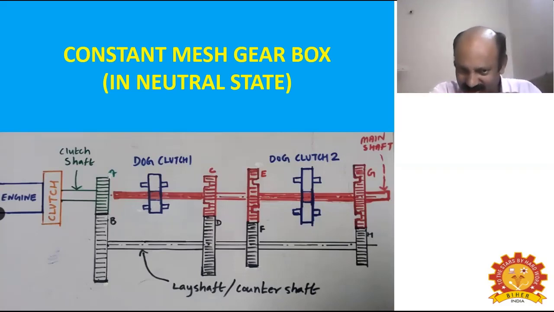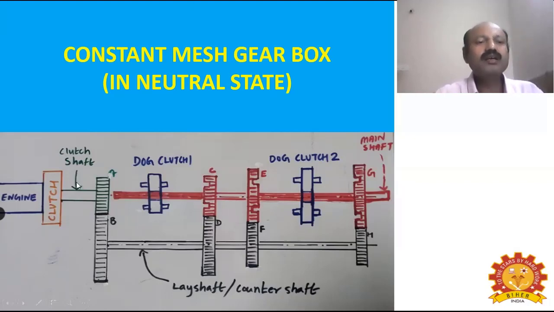Now I am engaging dog clutch 2 with the G gear in the first gear. Then what will happen? G gear is rotating, so power is transmitted to dog clutch 2. The dog clutch is of splined construction. It is connected with the main shaft. It makes the main shaft rotate with the speed of G gear.